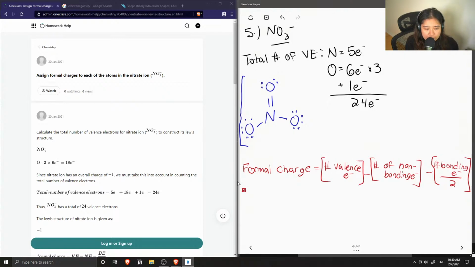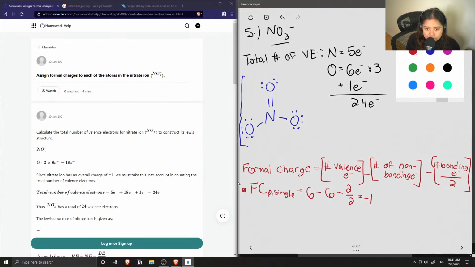Okay, so now let's calculate the formal charge of a single bonded oxygen. Oxygen has 6 valence electrons, and there are 6 non-bonding electrons, in the form of the lone pairs. And there's just a single bond that contains 2 bonding electrons. So we divide that by 2 and get a formal charge equal to -1. So we can draw these 2 oxygens having a -1 formal charge.